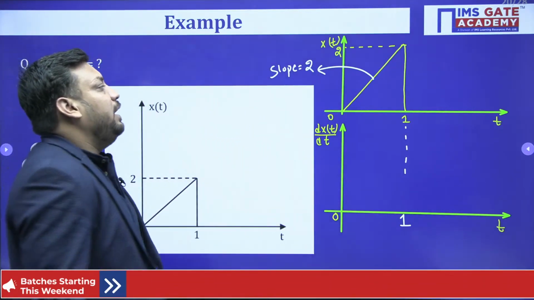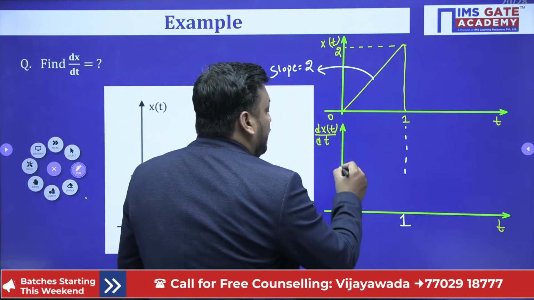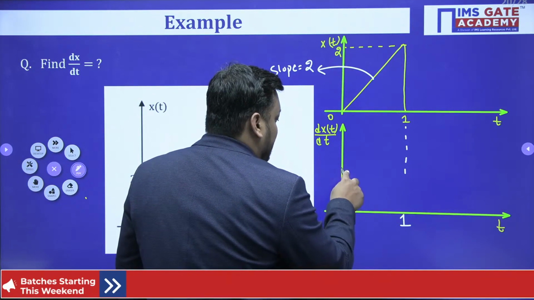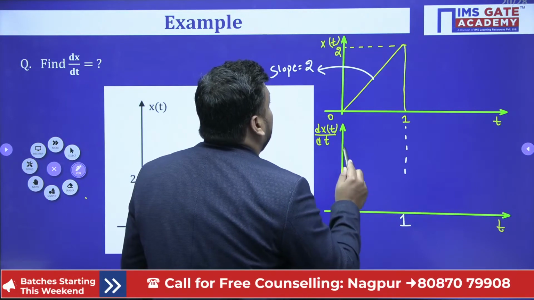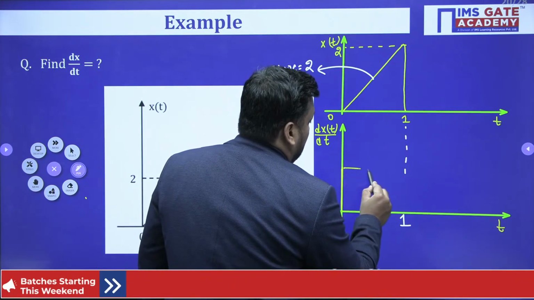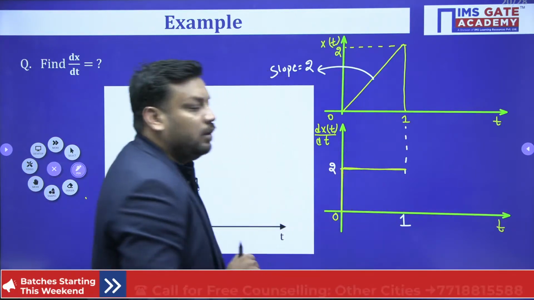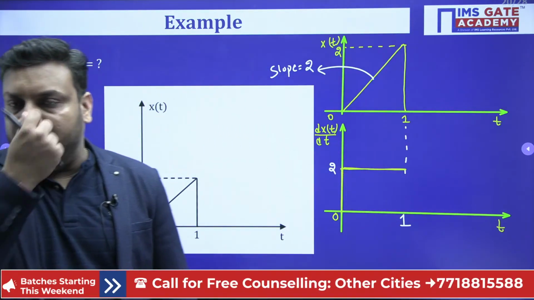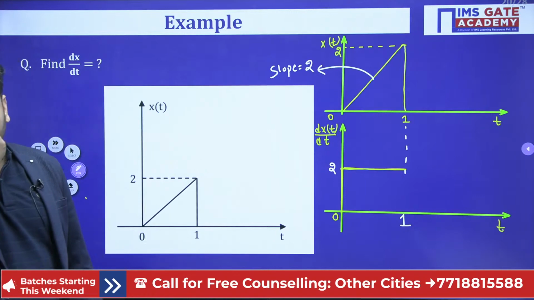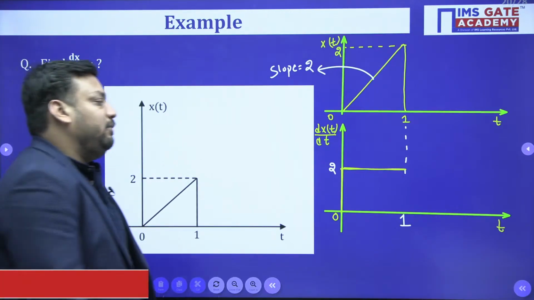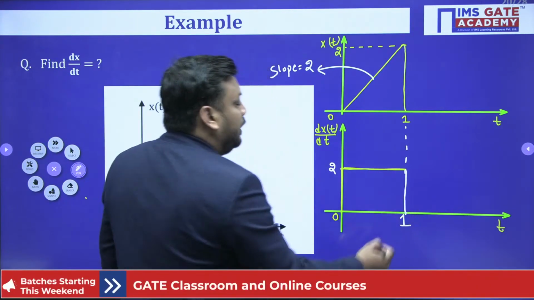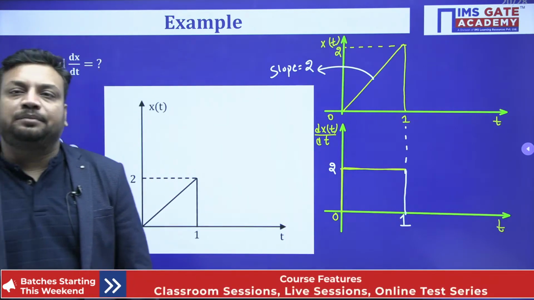So you are saying that, sir, we have to make a step signal which is having the magnitude plus 2 for 0 to 1 duration. Are you saying this, Vaidehi? After that what happened, beta? Are you saying that it will be a rectangular pulse?